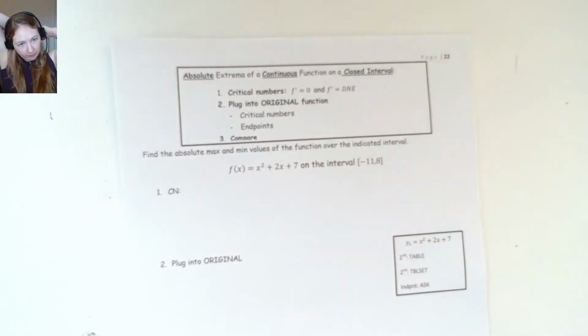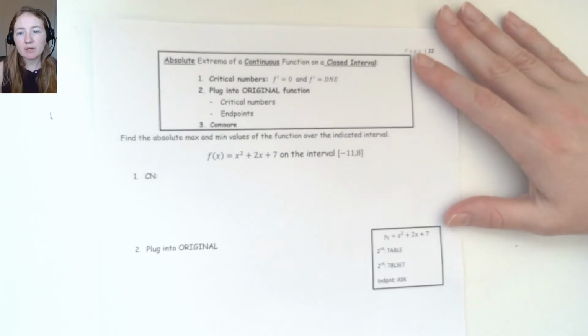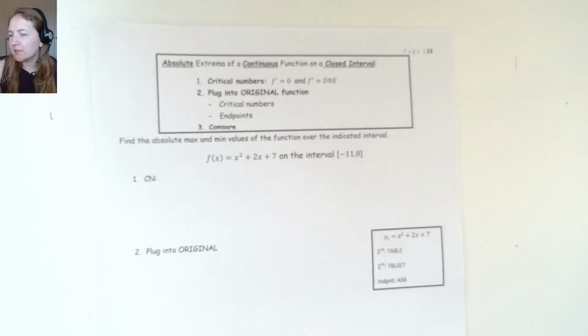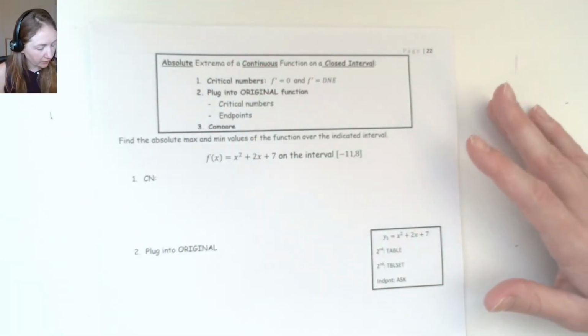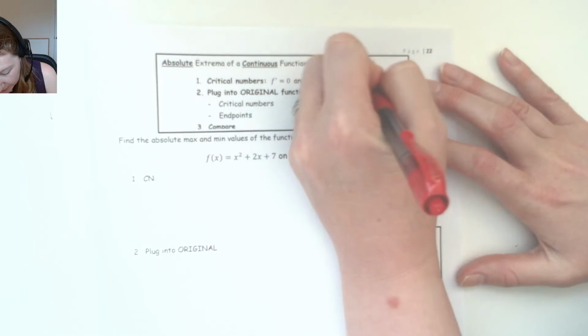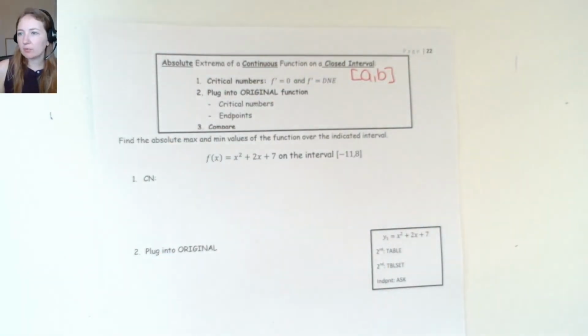All right, so here we have our new process. Again, this is kind of like a third method that we have, but it only works if you have a continuous function on a closed interval. So how are you going to know if it is a closed interval? It needs to be a square bracket [a, b]. You must see those square brackets.